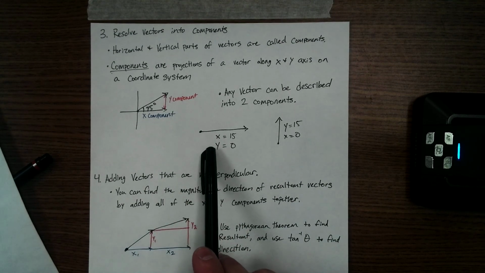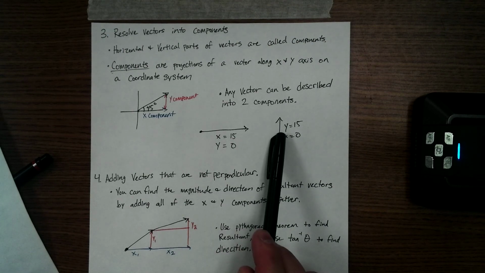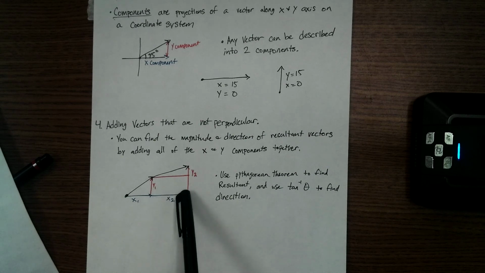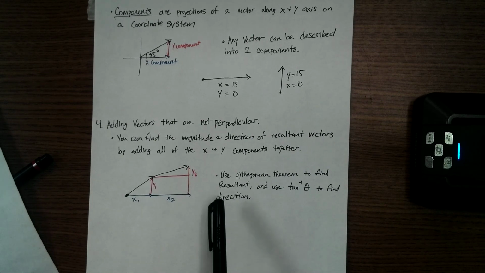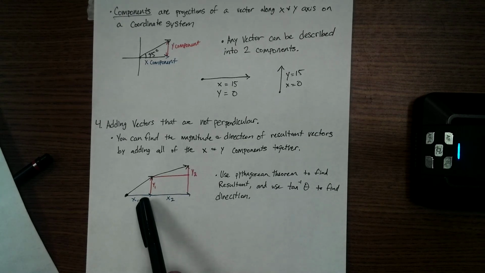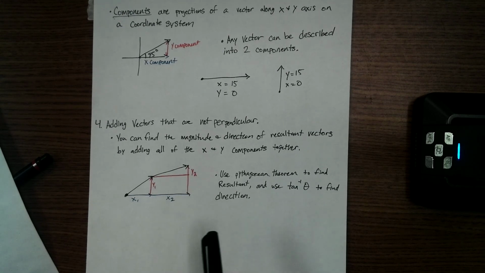They don't always have to be more than 0. They can be 0 on flat lines. And that we can add vectors that are not perpendicular by finding each piece and then adding them together, using the Pythagorean theorem to figure out our total resultant vector and using the tangent of our angle to figure out which way we're going.